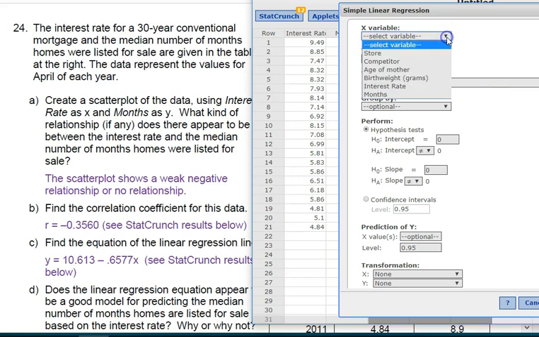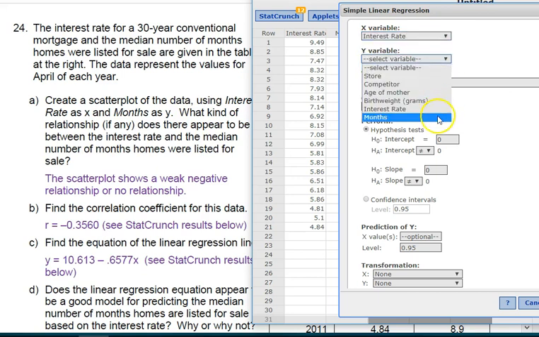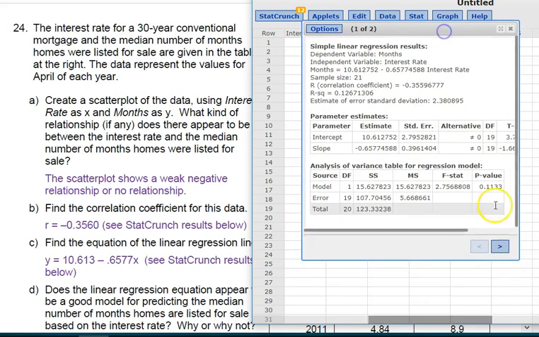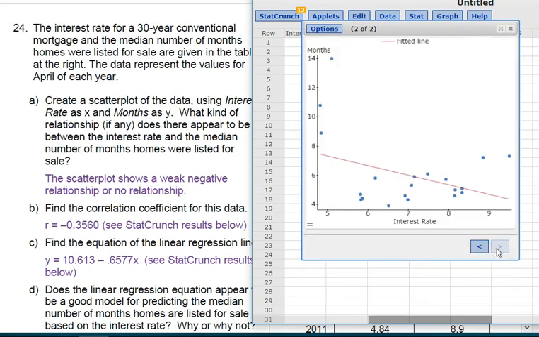I'm picking interest rate for the X and months for the Y. And then I'm just going down to the bottom and clicking on Compute. And first I'm going to look at the scatter plot. This shows not much of a relationship. I do have some points that seem to have kind of a pattern down here, but there are all these ones up here that are completely different. So I don't see much of a pattern there.